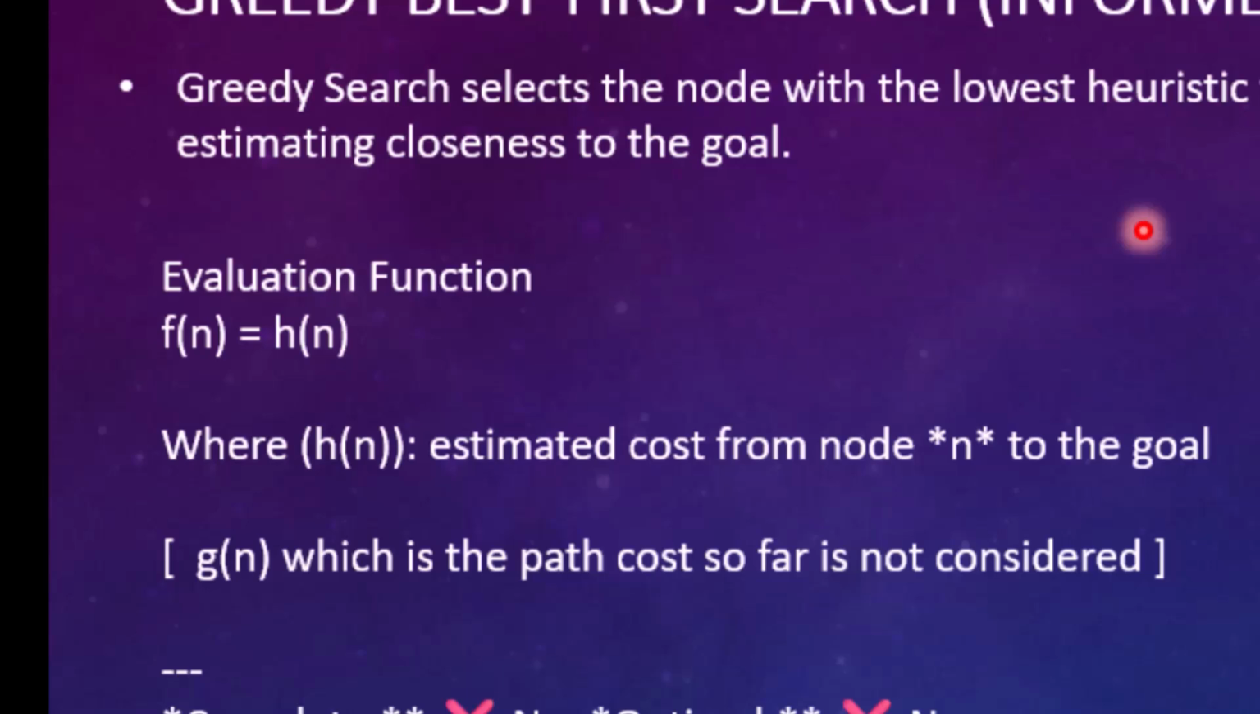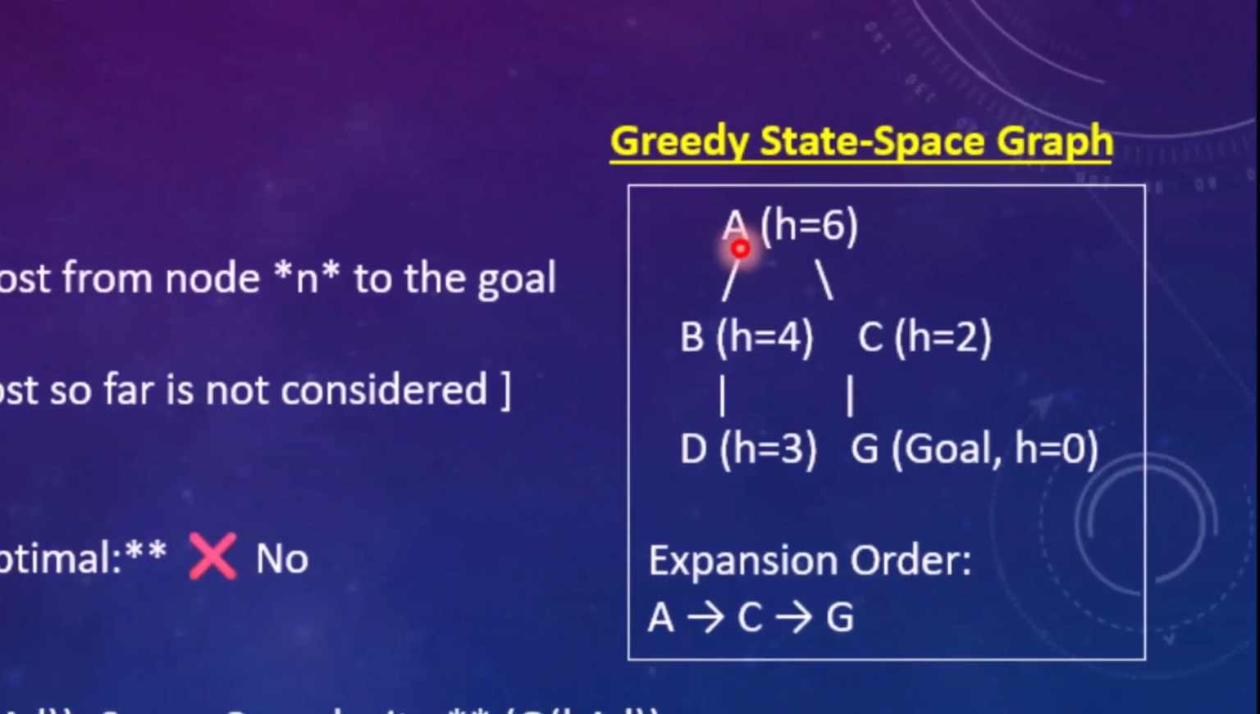G of n, which is the path cost so far, is not considered because generally we have both h of n and g of n, right? So g of n is the cost acquired so far, while h of n is the estimated cost from the node to the goal. So for example, in this greedy search algorithm, h is the estimated distance to the goal, okay?